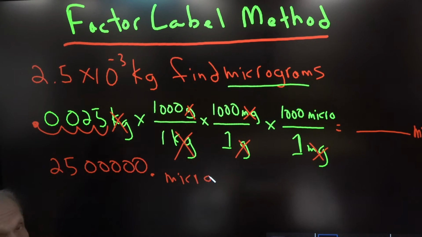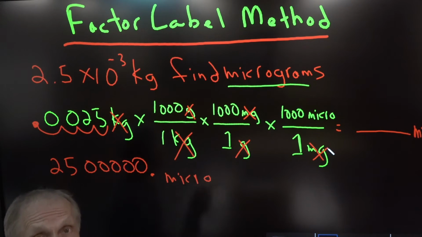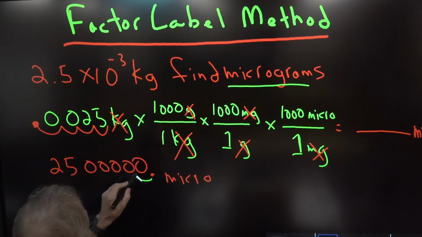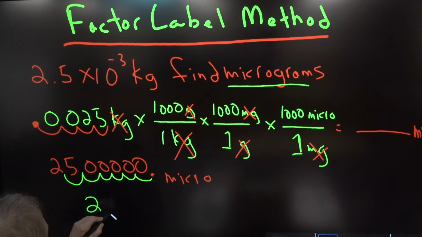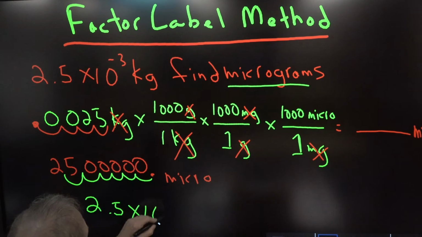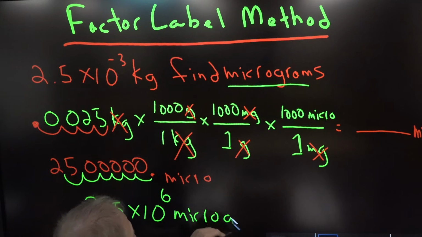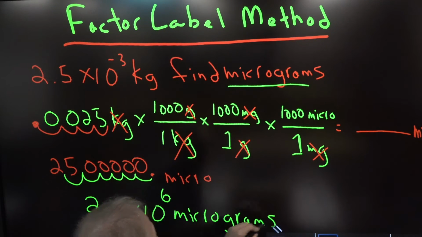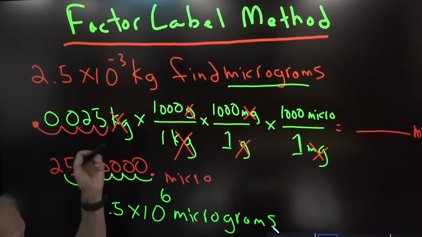But I don't like that number. I want to put it in scientific notation. So scientific notation, a whole number to the left of the decimal point. 1, 2, 3, 4, 5, 6. So 2.5 times 10 to the 6 micrograms. All right? So that's how you do that, and that's going down.